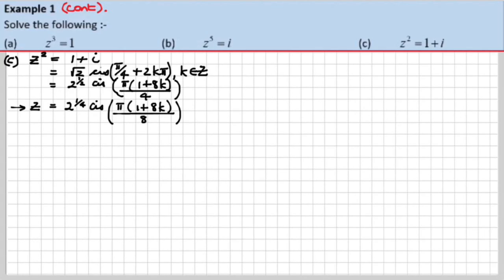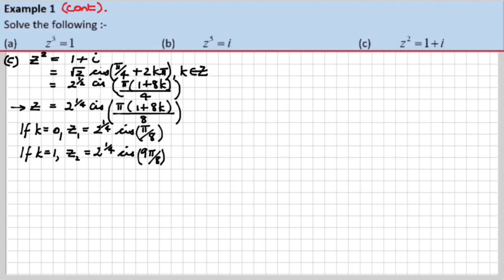Now we're taking the square root. So z is the square root of root 2, if you like, times cis of that thing divided by 2, which now makes it over 8. So if k is 0, the first root z1 would be 2 to the quarter cis pi on 8. If k is 1, then the second root z2 would be 2 to the quarter cis 9 pi on 8, which we need to put in principal argument form. So subtract 2 pi or 16 pi on 8 from 9 pi on 8, you'll get minus 7 pi on 8. So we get 2 to the quarter cis minus 7 pi on 8.